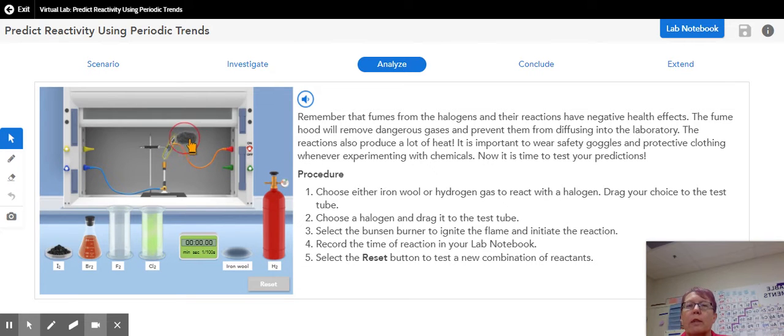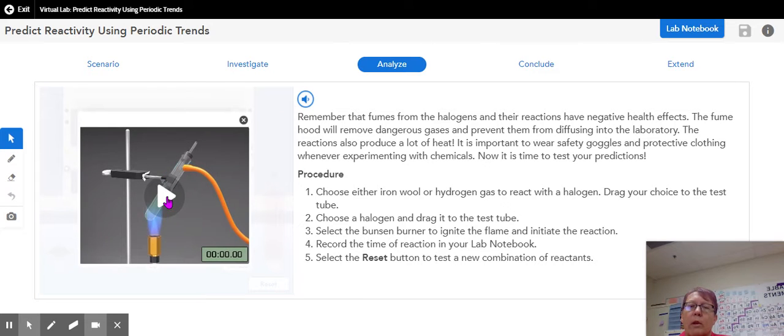I'm going to do steel wool in the test tube. This time I'm going to use chlorine. So I drag it up there, turn on the Bunsen burner, hit go, and watch how long. And now you can see it's reacting. It doesn't look like it's reacting quite as quickly as the fluorine did, but notice it says 3.98 seconds.